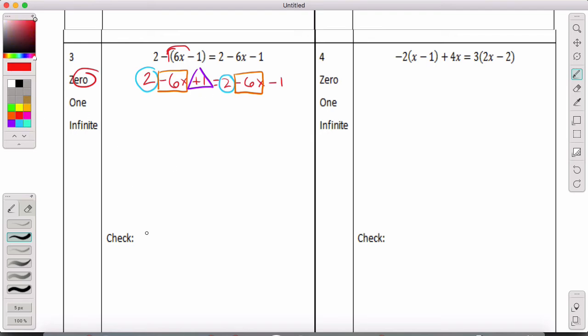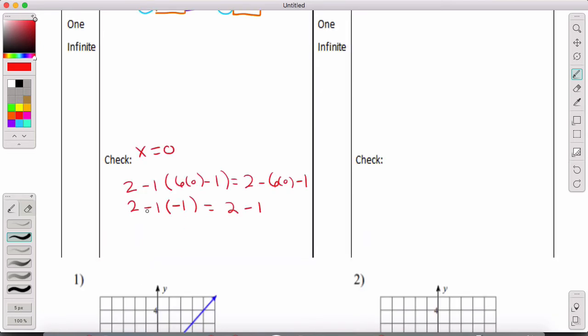So if we want to check this, I told my students to do x equals 0. So we end up with 2 minus 1 times 6 times 0 minus 1 equals 2 minus 6 times 0 minus 1. Okay, so we're going to work this out. Negative 1 times negative 1 is going to be a positive 1. So we end up with 2 plus 1 equals 2 minus 1. Now we can definitely see that this is a much easier thing to see that these two things do not equal each other. If you wanted to continue on, we'd subtract 2, and we end up with 1 equals minus 1. And that's not a true statement. That can't happen.